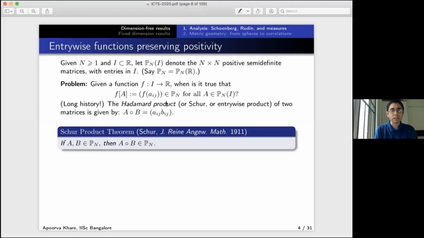The answer has a long history, and to tell you the answer, let me first tell you the fundamental result in this setting. This is by Schur, and it's curious because when I was doing my PhD I knew Schur in representation theory, so I know Schur is an algebraist, but Schur has a ton of contributions in analysis, and this is, for example, one of them.